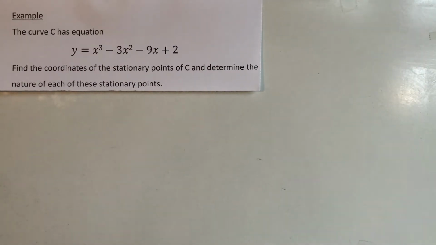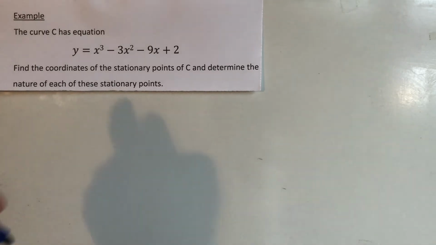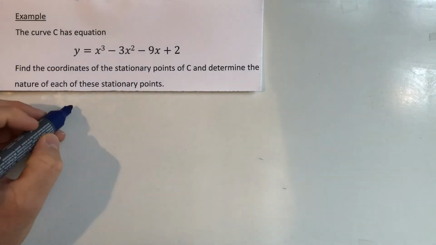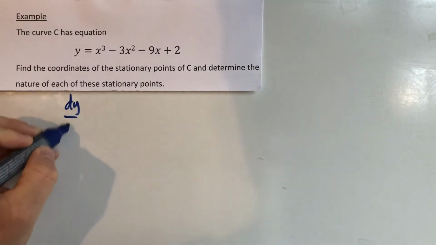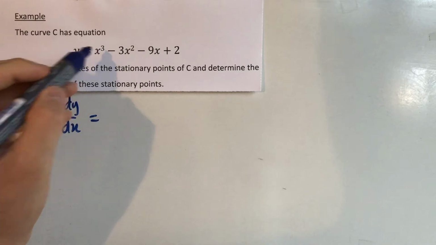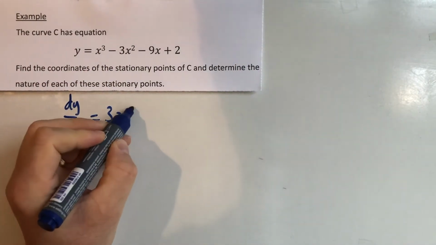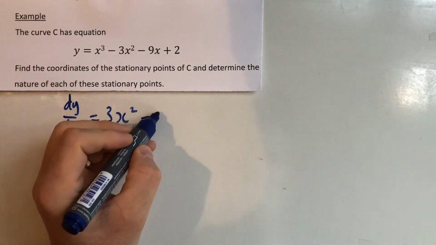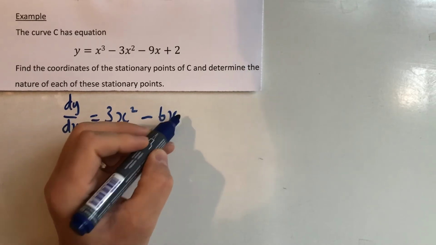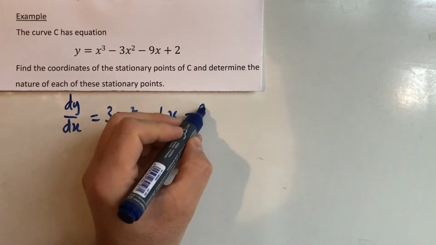Okay, so for many years this has been a typical A-level question. To find the stationary points, just like with the previous two examples, we work out dy by dx. So differentiation of that is 3x squared. Differentiation of that is minus 6x. Differentiation of that is minus 9.